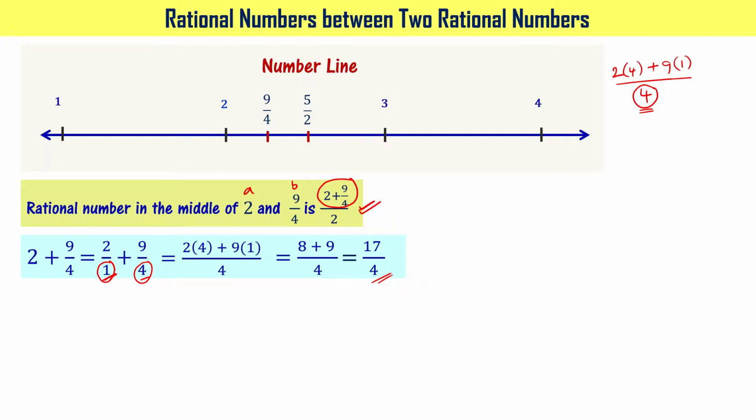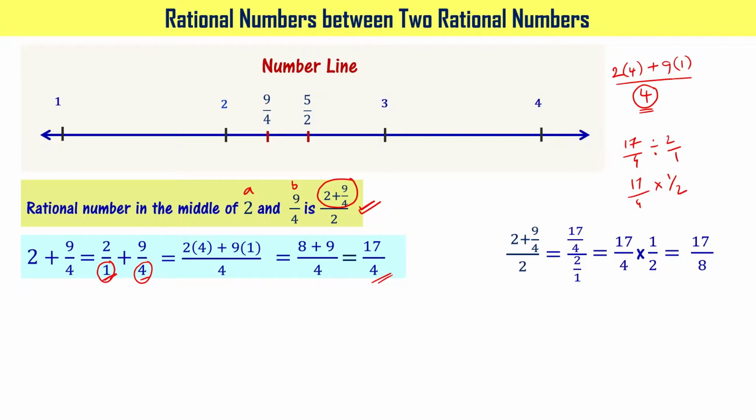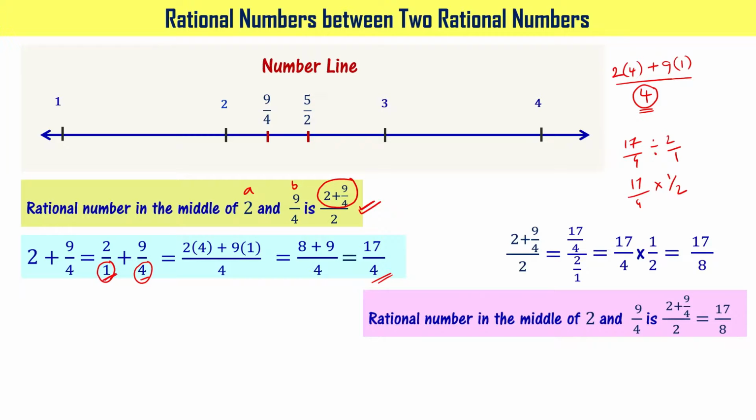For that, I can write it as 17 divided by 4 divided by 2 by 1, right? Similar to the earlier case, we can write it as 17 by 4 into 1 by 2, right? When you do that, it becomes 17 by 8. So the rational number in the middle of 2 and 9 by 4 is 17 by 8. Let's write that. So we have marked 17 by 8 in the middle of 2 and 9 by 4, right?